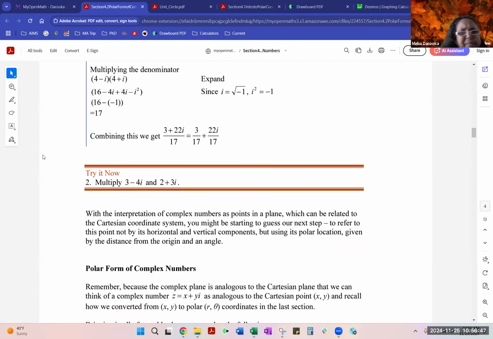So of course, this guy is going back to multiplication here. So let's see, we are doing 3 minus 4i multiplied with 2 plus 3i. So of course, you are using FOIL to break this down. So take a minute, go through that math, and let me see what your answer comes out to be when you multiply these guys.